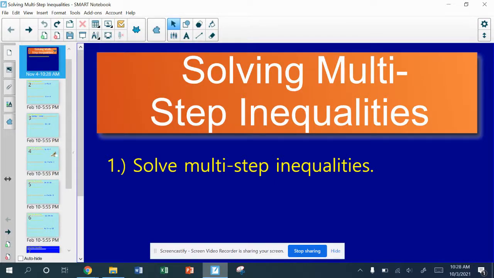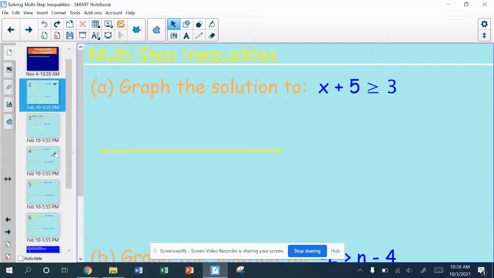Today we're going to be working on solving some inequalities. So we've already solved equations and you're really good at that. Solving inequalities is very similar. There's not much that's very different about that, but we do have to make sure that we cover a couple of things. So if I have this problem in letter A, I want to graph this solution.